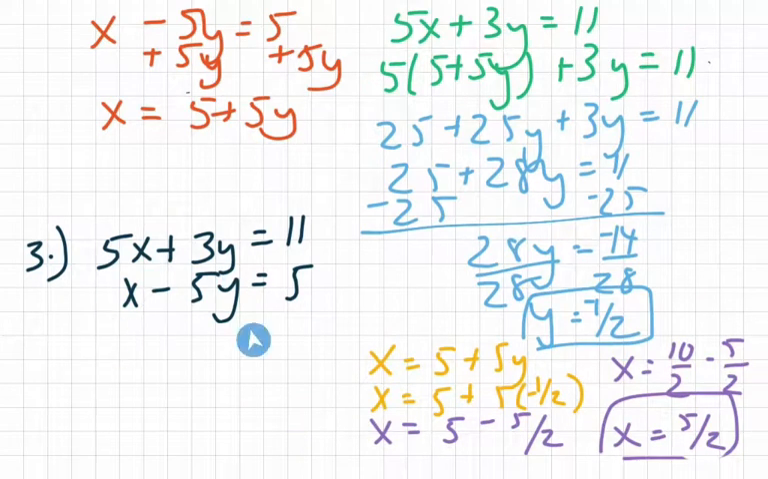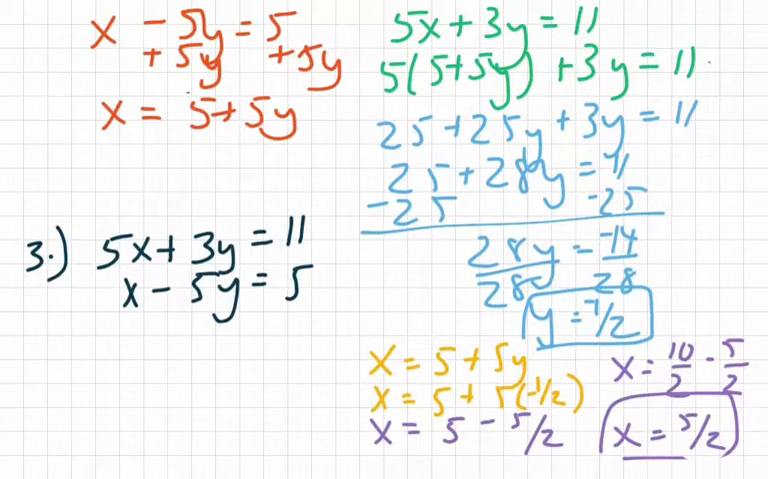I chose the bottom equation, and this time we're solving for x. So I added 5y to both sides and got x equals 5 plus 5y. I actually had to redo this problem because I got answers that didn't check. I just felt like the answers felt wrong. And I'll show you what I did.